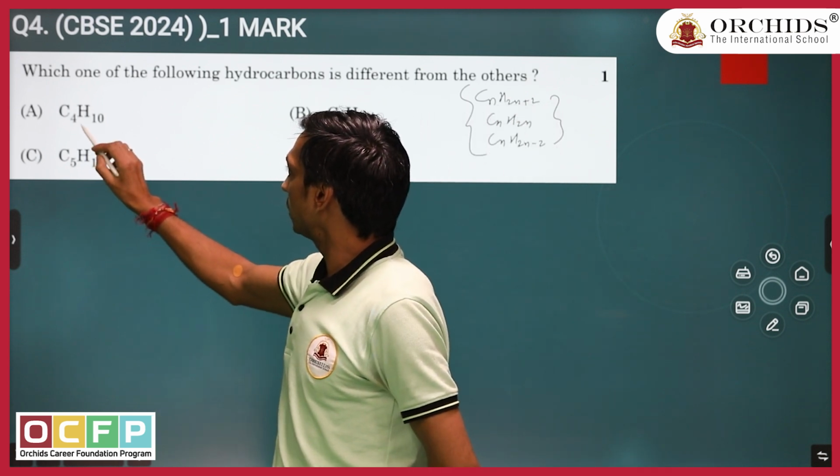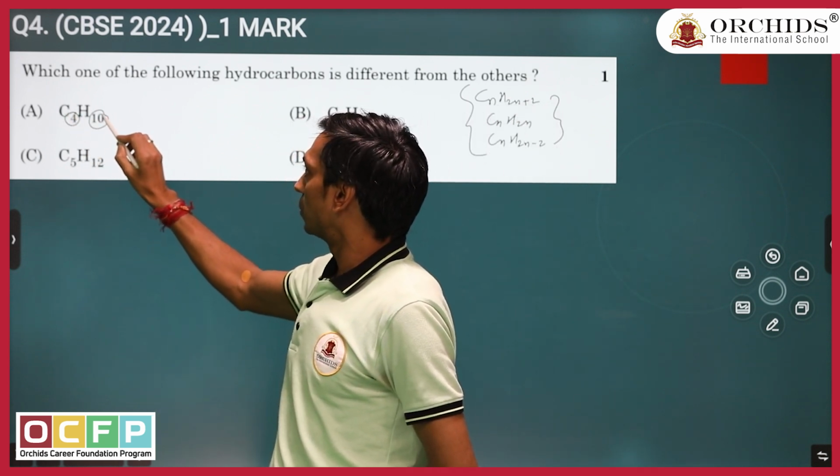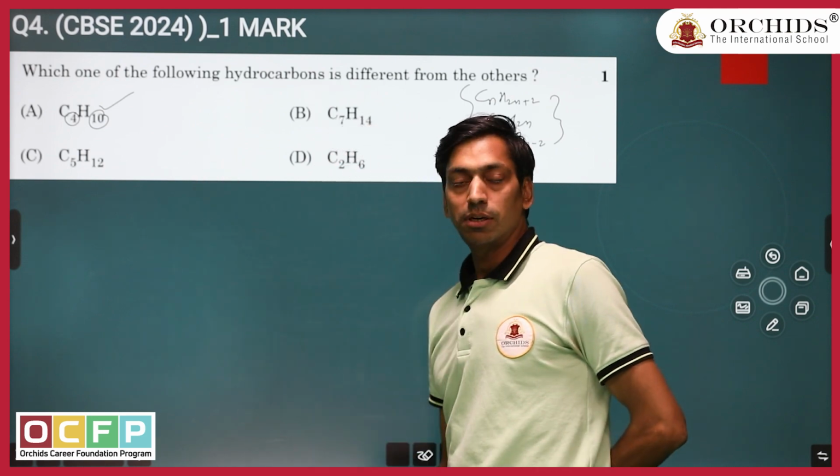Now the first one, if you see, is C4H10, that is 4, 2 into 4 plus 2. What is this? An alkane member. That is butane.